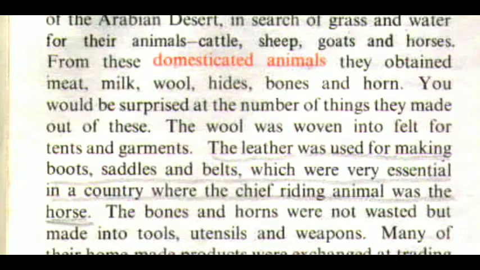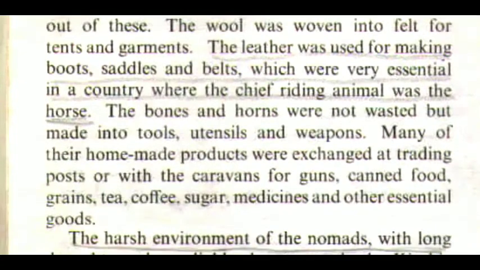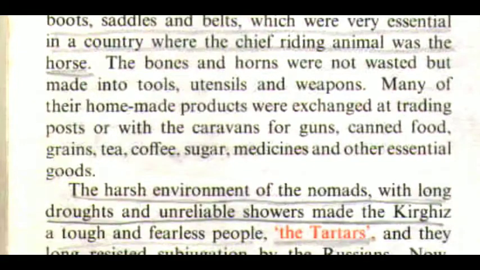The wool was woven into felt for tents and garments. The leather was used for making boots, saddles, and belts, which were very essential in a country where the chief riding animal was the horse. The bones and horns were not wasted but made into tools, utensils, and weapons. Many of their homemade products were exchanged at trading posts or with the caravans for guns, canned food, grains, tea, coffee, sugar, medicines, and other essential goods.